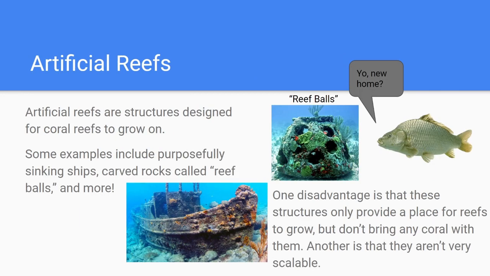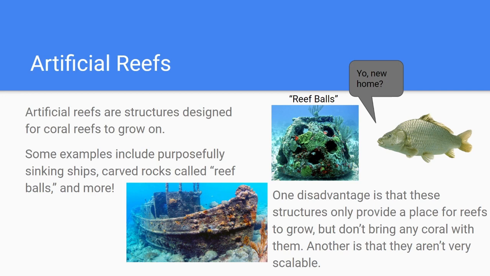Artificial reefs are one of the solutions we have for this. They're structures designed for coral reefs to grow on. One of the coolest examples of this is ships that are purposefully sunk so that coral reefs can grow on them. But we also have carved rocks called reef balls, which are more similar to my proposed idea.